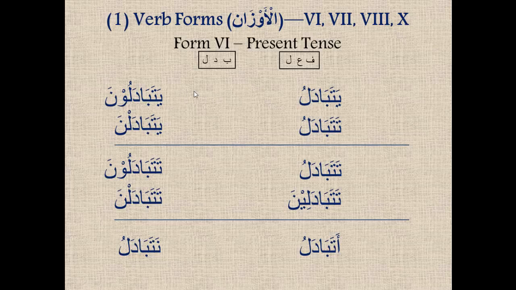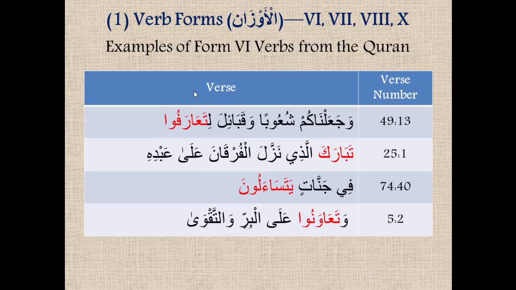the verb becomes increasingly complex. So we're adding more features. And in general, the meaning of the verb also gains complexity. Here are some examples of form 6 verbs found in the context of ayat from the Quran.